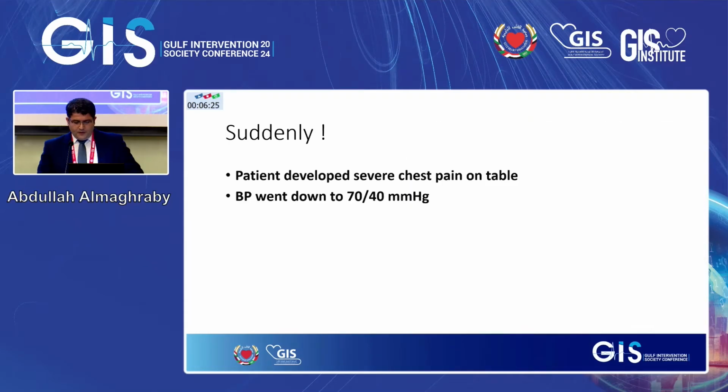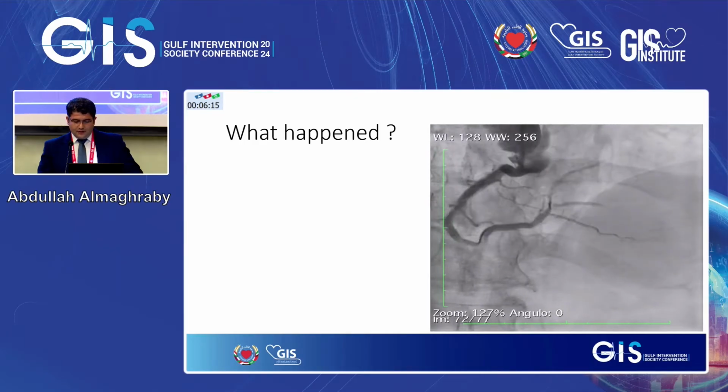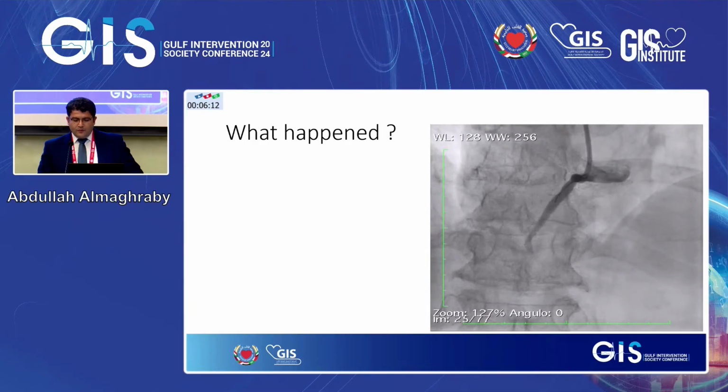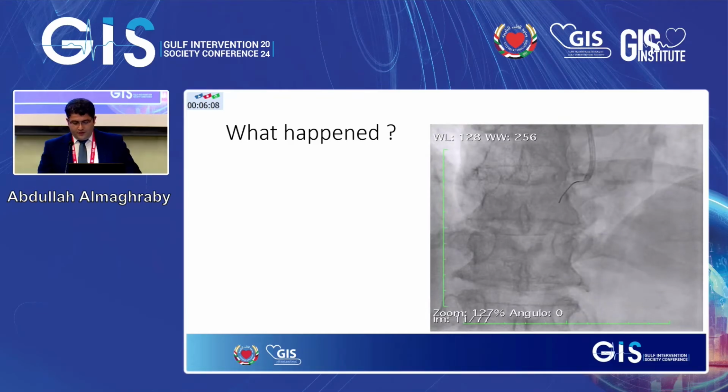3/23. Then suddenly the patient developed severe chest pain on table, and the blood pressure went down to 70/40. And what happened is, with this injection, we have seen this dissection starting from the ostium of the right coronary artery to the inlet of the deployed stent, as well as the ascending aorta.